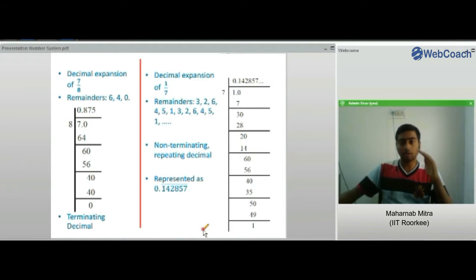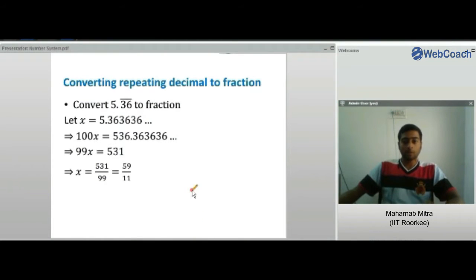These are the steps we should follow in finding the decimal expansion of any fraction given in the form p by q, right? And for a mixed fraction, you should first convert the number into an improper fraction, then you can carry out the same process as we talked about here, right?